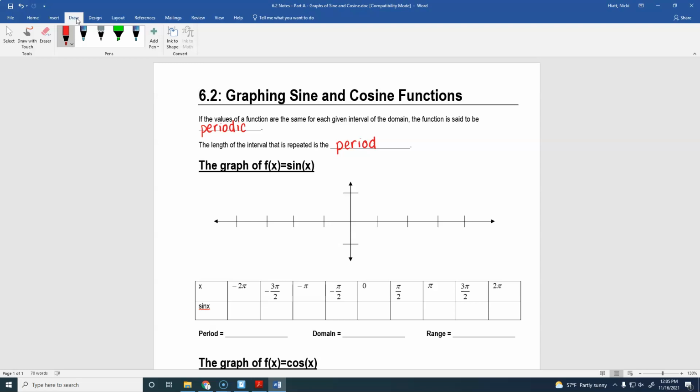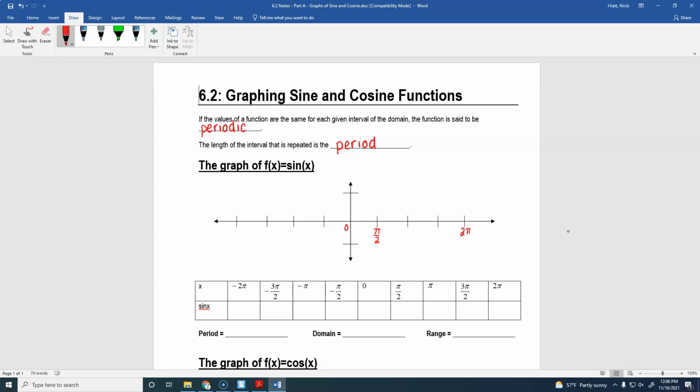Okay, so what we're going to do here is graph sine and cosine. To help set it up, on your x-axis I have tick marks. This is going to be 0, and we're going to go from 0 to 2 pi. This is split into 4 sections. So if I take 2 pi and divide it by 4, that gives me pi over 2 right here.